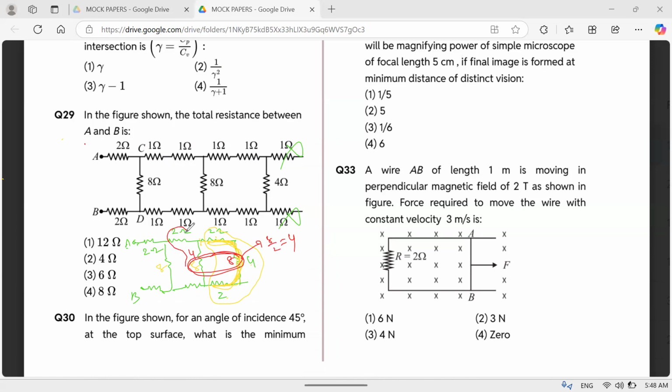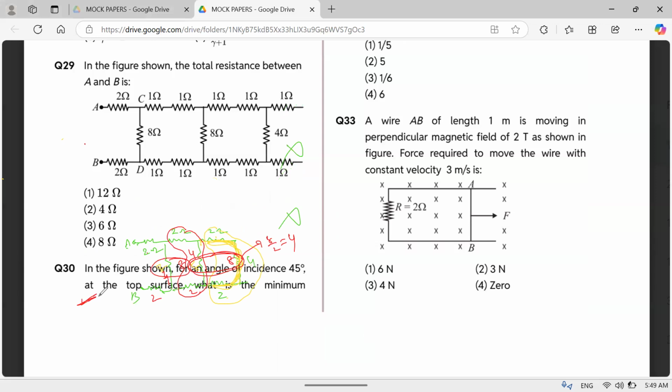Now this 4, this 2 and this 2 will be in which combination? Series. So how much is it? 8. This 8 will be in parallel with the other 8, again 4. So 4, 2 and 2 will again be in which combination? Series, which will be equal to 8. Got it? Yes, sir.